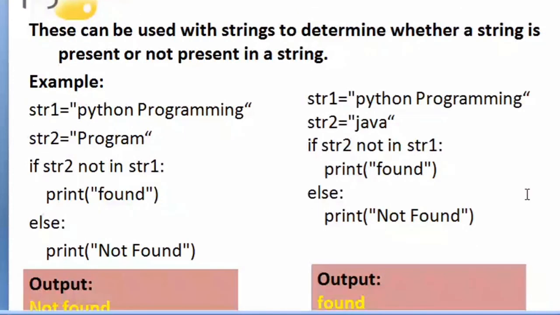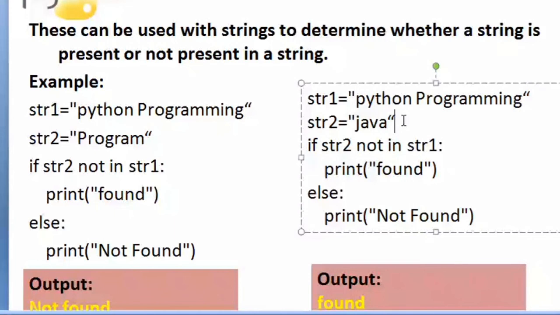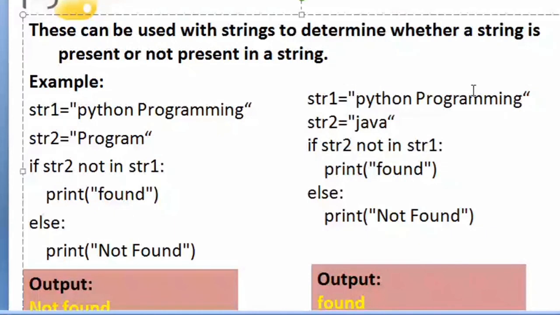Now consider the second example; you will understand this with it. I'm checking whether Java is not in str1, meaning Java not in Python programming. It's not there, so it will return true. So not in will return true if it is not there. Is this sentence clear to everybody? That's why the output I get is found.